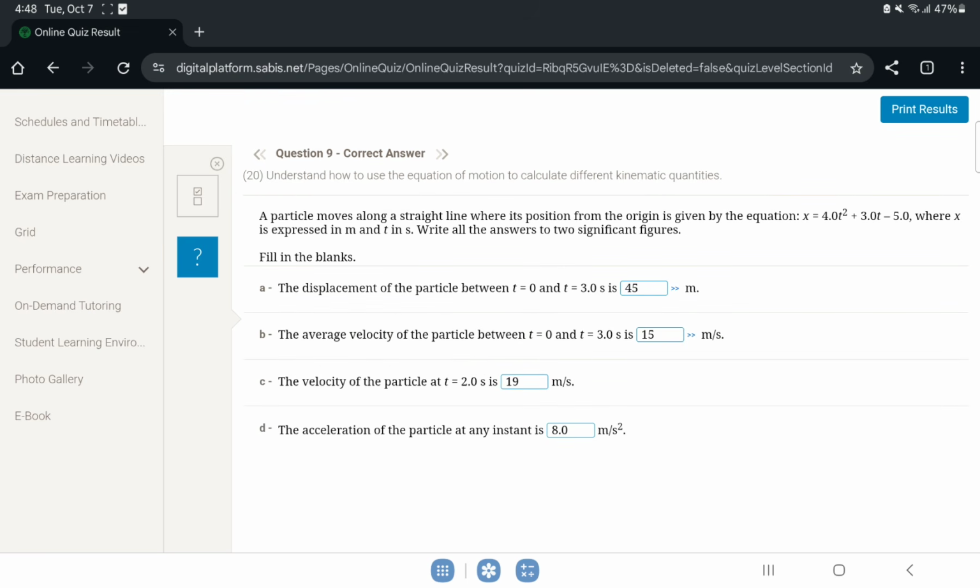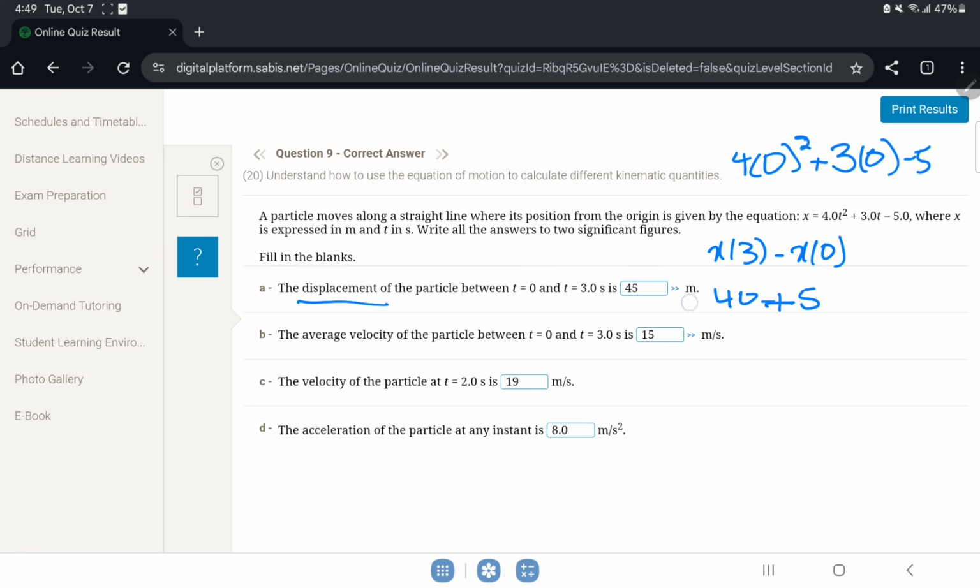Okay, for this question, a particle moves along a straight line. They give us the equation, so they want the displacement between particles. So we do x of 3 minus x of 0. X of 3, we substitute 3 in this equation. You will get 3 squared plus 3 minus 5. You will get 40. So 40 for x3. When you substitute 0 in here, you will get -5. So minus -5. So it will be positive, so you get 45.